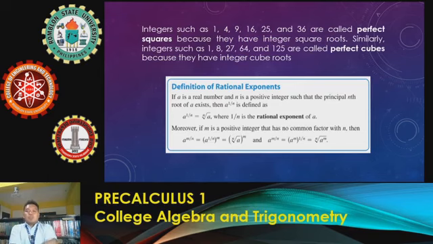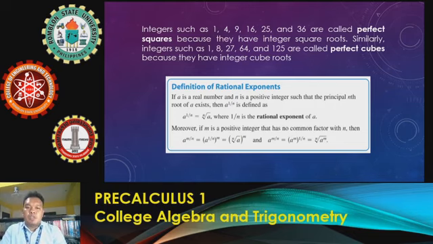Okay, integers such as 1, 4, 9, 16, 25, and 36, and also 1, 8, 27, 64, and 125 are the perfect roots po sila. So, sana all perfect, di ba? So, si 1, 4, 9, 16, square root siya. Perfect square po sila. Then, kapag 1, 8, 27, and 64, perfect cube naman po siya. So, kumbaga, yung base niya is multiplied by itself. Pag cube root, multiply mo siya ng 3 times. Then kapag square root, multiply mo siya ng 2 times.